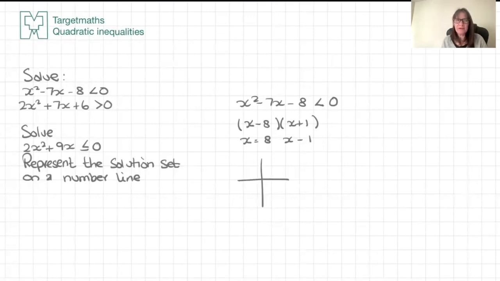Now, I use the term sketch very loosely. We're really just going to put a representation of what it could look like. I know it crosses the x-axis at -1, and I know it crosses at 8. And I'm really not doing anything more than that. That just assists me. It helps me see clearly what part of the quadratic I'm going to need to answer the question. We have a less than, which means we will be under the x-axis.